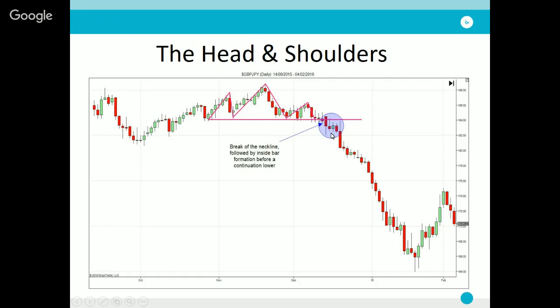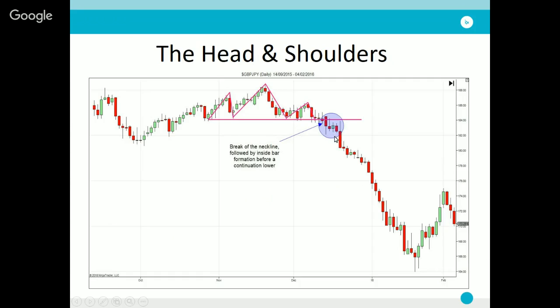And so we get in as price breaks out below the low of the mother candle with stops just above the inside candle highs. Now, obviously, as I say, this is a bearish example. So if we were breaking out to the upside and we had a bullish candle, we'd be getting in on the break of the highs of the candle.